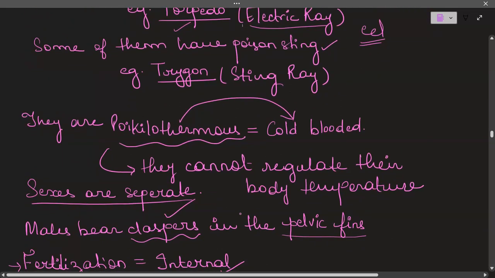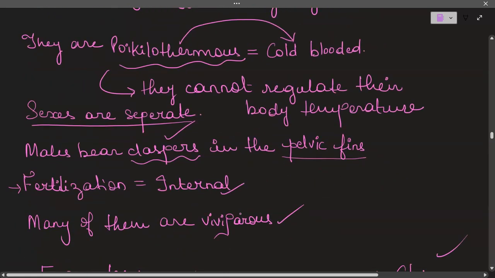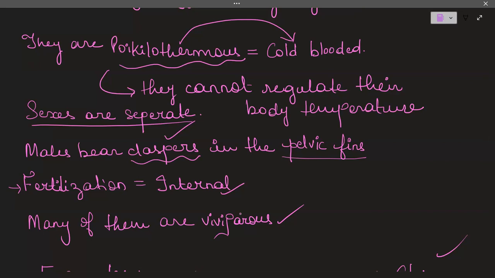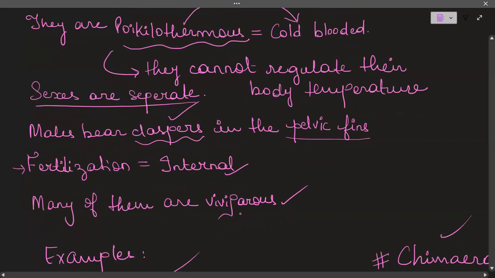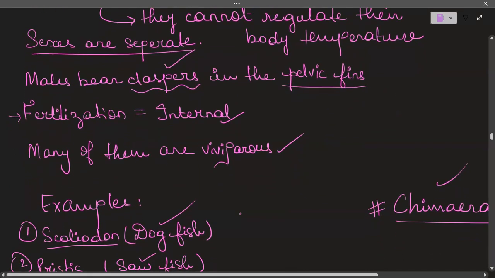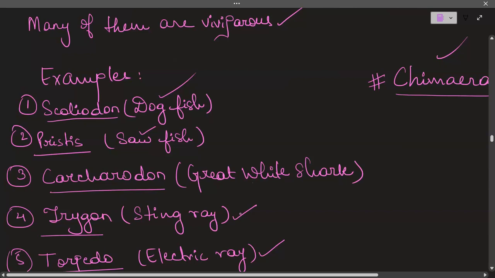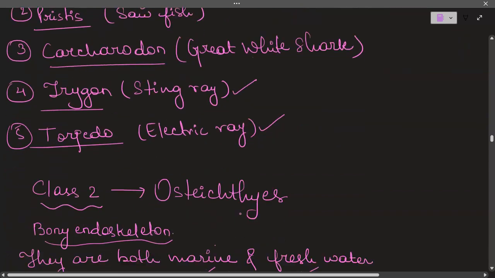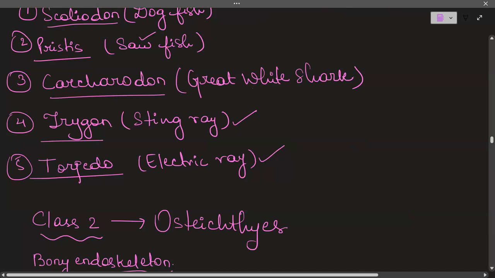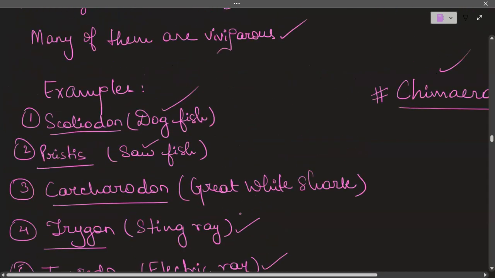Sexes are separate in them. And how can you distinguish the males from the females? It is because the male members of this particular class have claspers present in the pelvic fins. The fertilization is internal and they are viviparous, meaning they give birth to the young ones. The examples are dogfish, Scoliodon, sawfish, Pristis, great white shark, Carcharodon, stingray, and electric ray. So, all the sharks come under Chondrichthyes.